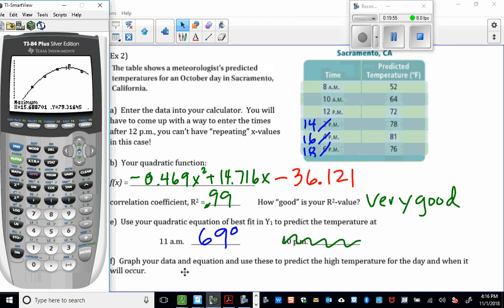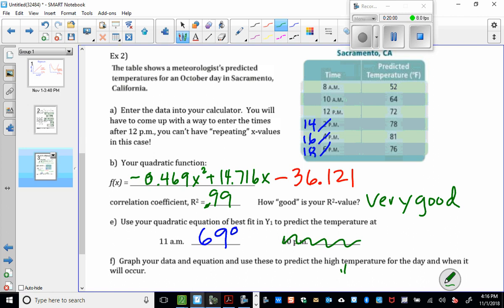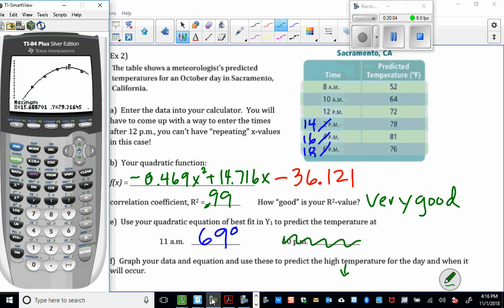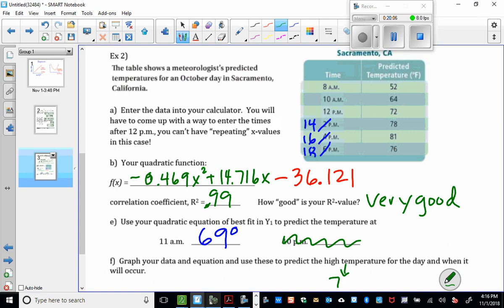So we use our graph. We're going to predict the high temperature. The high temperature will be, what did we just say? Oh, I got to go back. I don't remember. High temperature will be 79.3 degrees.